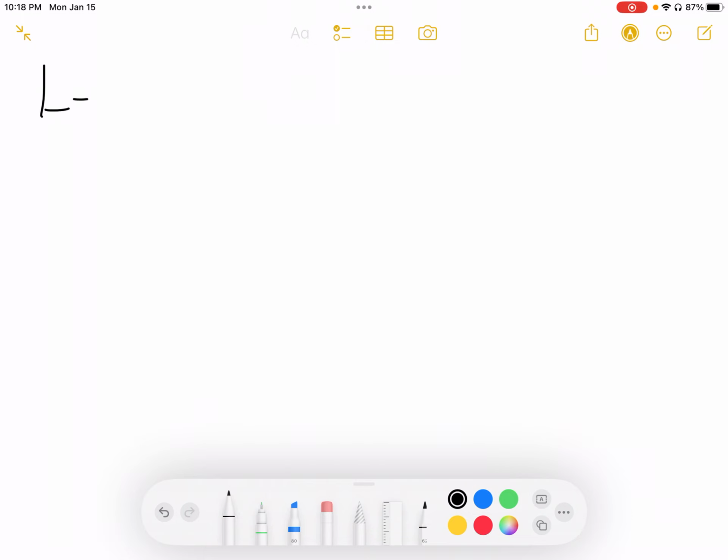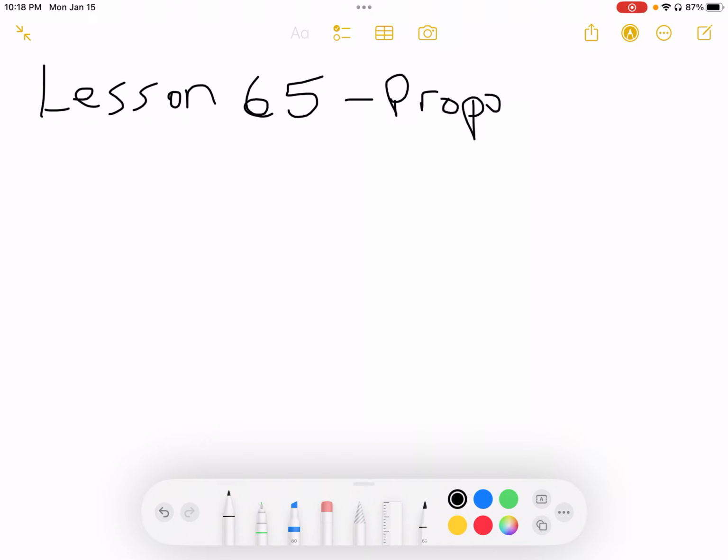So lesson 65, and this is just proportions with mixed fractions. So we'll just write it like that. So proportions with mixed fractions.